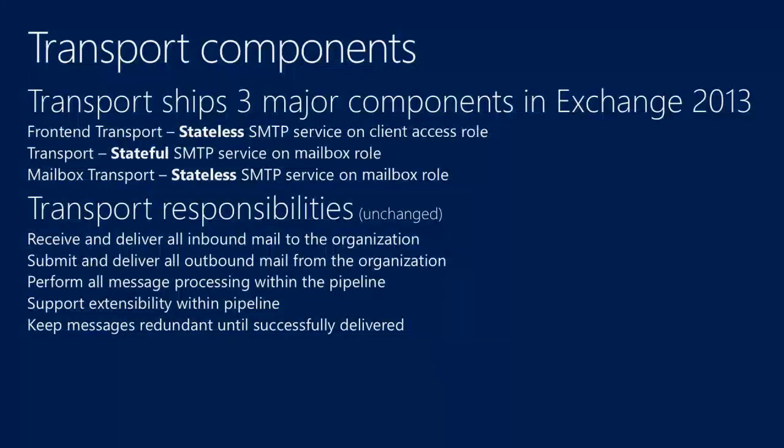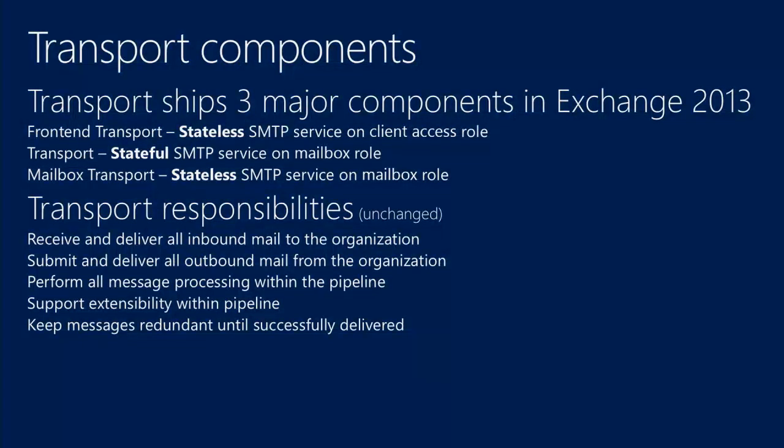And then we have the transport service. The transport service is what we used to refer to in 2007 and 2010 as the hub transport server role. This is the stateful SMTP engine that we have within Exchange 2013. By stateful, I mean that there's an actual queue. The transport service and the mailbox transport service are both located on the mailbox server role. And the last component is the mailbox transport service. This is very similar to the front-end transport service in that it is stateless as well. It has no queue. But we'll talk about specifically what these three services do within the product.